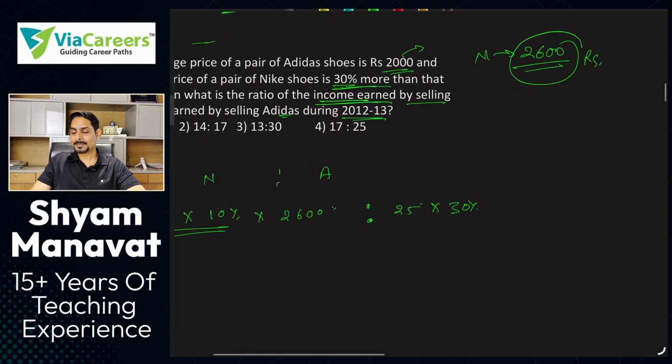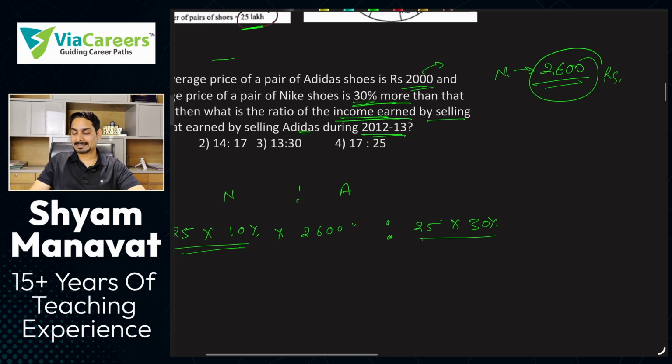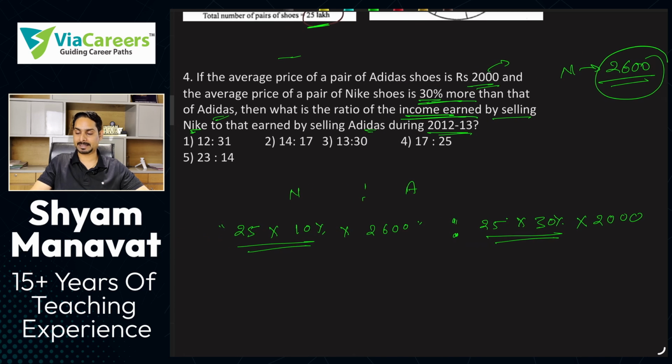Now these are the number of pairs sold of the Adidas brand. Now what is the price of each pair of Adidas as per the question? That is 2000. So we need to calculate the ratio of these two.